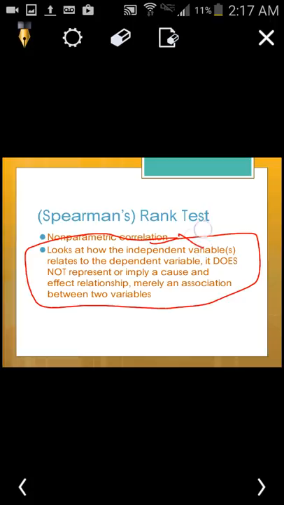How do your x's relate to your y's? It does not represent or imply a cause and effect relationship, merely an association between your x and y. It doesn't say how change in x causes a change in y. It just means that there's an association between the two.